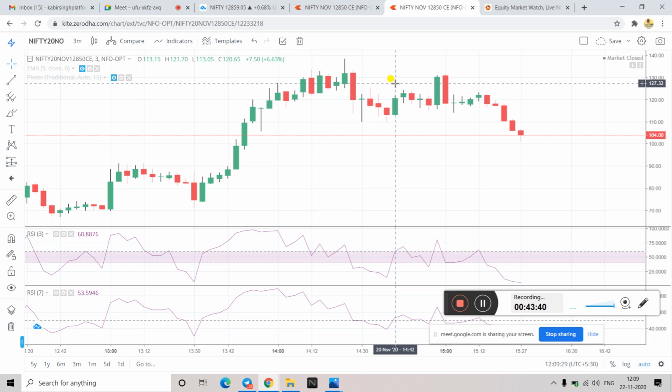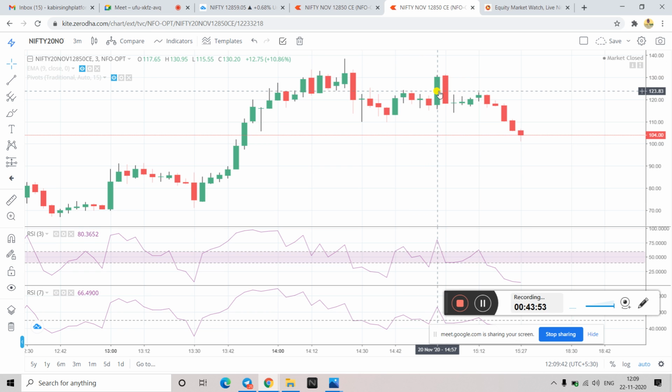And if you just note down the candle size, it is around 8 to 9 points. So here also you can understand, you can book some profit. You will wait here, so it is rejecting from here, but here also you'll get it.